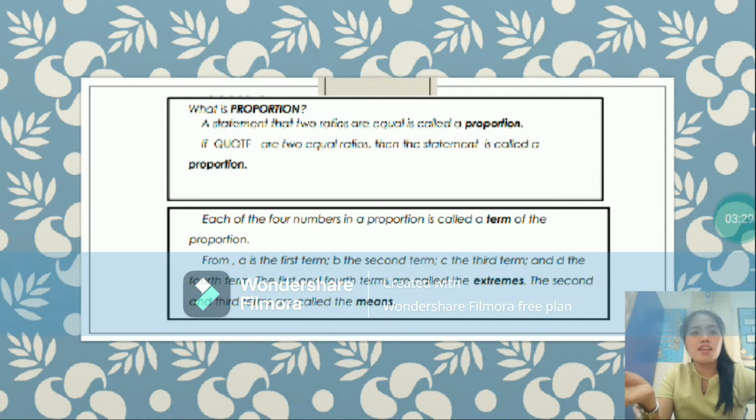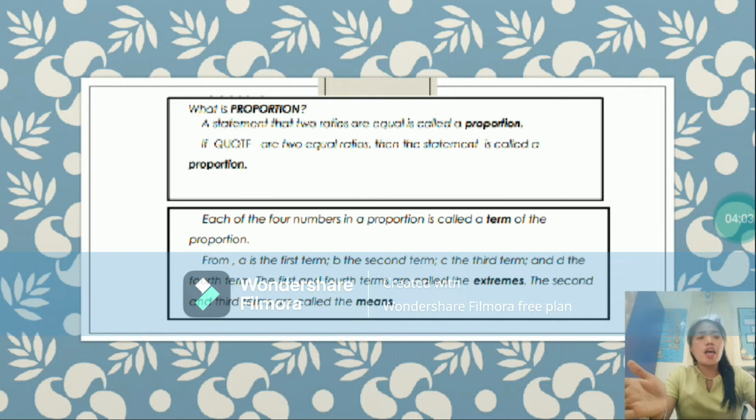Now, let us discuss. What is meant by a proportion again? You have here a statement that the two ratios are equal, which is what we call a proportion. If there are two equal ratios, then the statement is called a proportion. Each of the four numbers in a proportion is called a term of the proportion. So this is just simply a quick review.